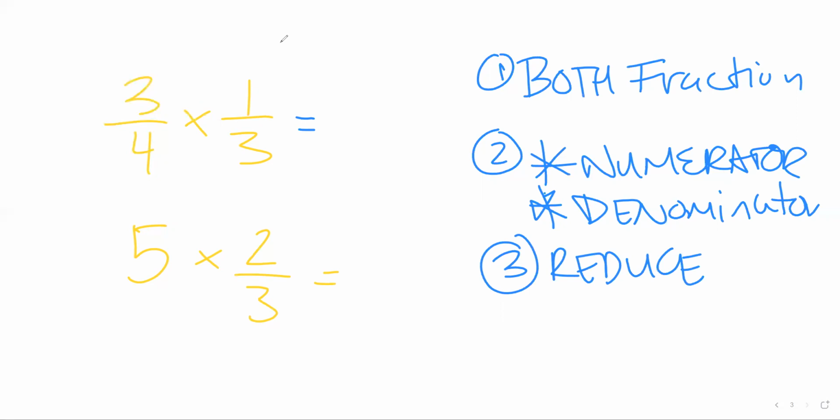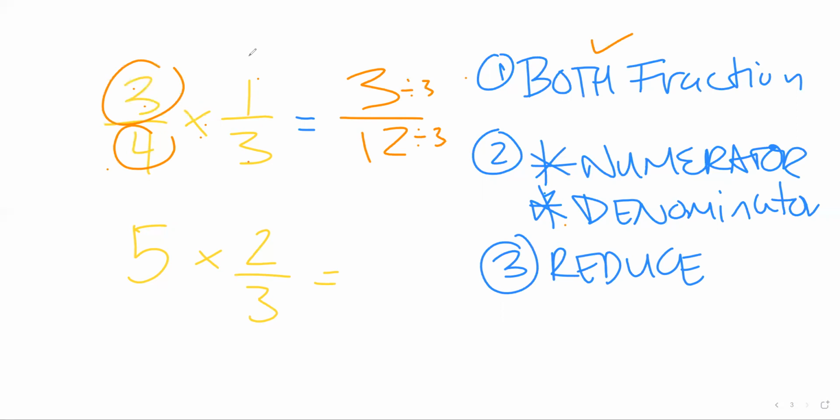So we're going to put that to practice today. Let's look at this first one over here. They're both fractions, 3/4 and 1/3. Check. So I'm going to multiply my numerators: 3 times 1 is 3. Multiply my denominators: 4 times 3 is 12. Reduce if I need to. In this case, I can divide both of these by 3 and I get 1/4.